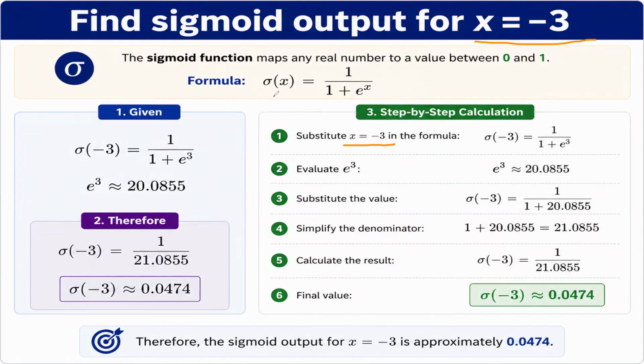The formula is σ(x) is equal to 1 upon 1 plus e raised to x. It will become e raised to x here because the value of x is minus 3. So for σ(minus 3), e raised to 3 is 20.0855, so 1 plus 20.0855. So σ(minus 3) is 0.0474. So this is how the values are calculated for the sigmoid output.